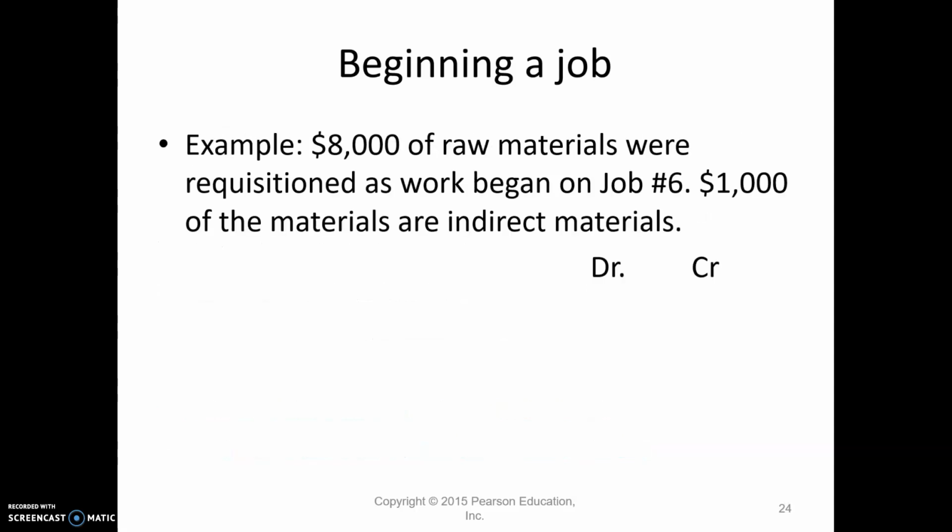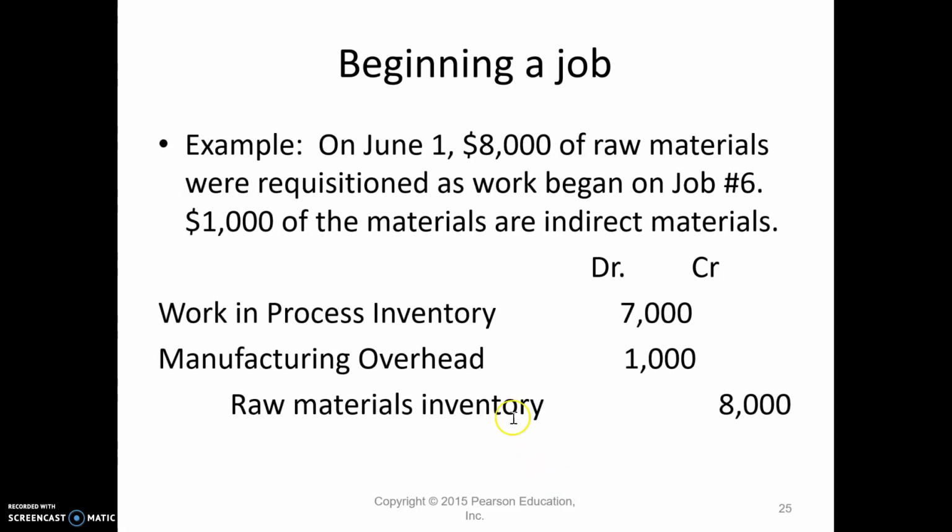So for example, we requisition 8,000 of materials because we're going to start working on job 6. Of that 8,000, 1,000 of the materials are indirect materials. So since we requisitioned 8,000, okay, raw materials inventory is going to go down by 8,000 because we brought those materials to the floor to start working on a product. So we credit raw materials inventory 8,000. We're going to debit work in process inventory. That's the direct materials for the job, 7,000. And then the 1,000 of indirect materials gets debited to manufacturing overhead.